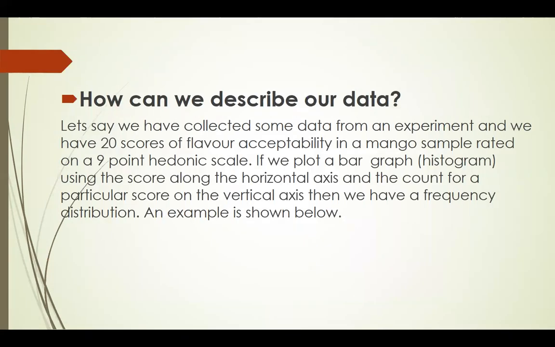Let's say we have collected some data from an experiment, and we have 20 scores of flavor acceptability for a mango sample rated on a 9-point hedonic scale. If we plot a bar graph or histogram using the score along the horizontal axis and the count for a particular score on the vertical axis, then we have a frequency distribution. An example is shown.